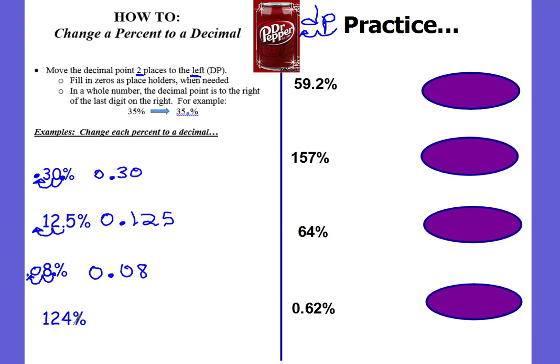124%. It's a whole percent, so that invisible decimal is at the end. We're going to move it 1, 2 places to the left, which means my new decimal is going to be between the 1 and the 2. So 1 and 24 hundredths. All right, we have 4 practice problems. I would like for you to go ahead and pause the video, change these percents to decimals, and come back and check your answer.